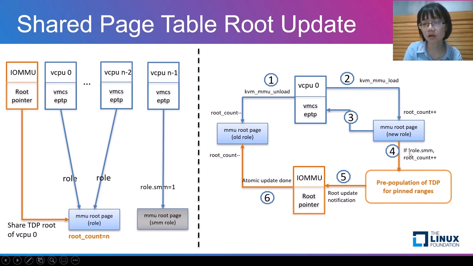After that, it needs to check whether the new root is for SMM. If not, it means it's not an SMM mode TDP, so it's safe for sharing. Then we will increase its root count by one and do the prepopulation of TDP entries for the pinned ranges and call the root update notification into the IOMMU side. The IOMMU will update its IOPT root, and after that it will decrease the root count of the old MMU root page. And after that, the old MMU root page and its children pages can also be safely destroyed.